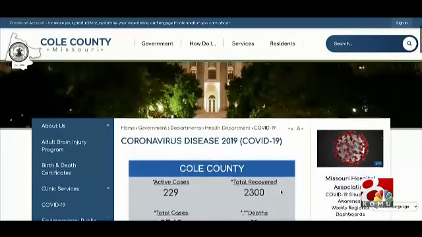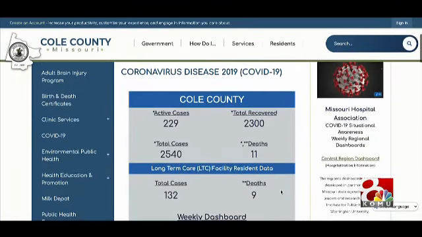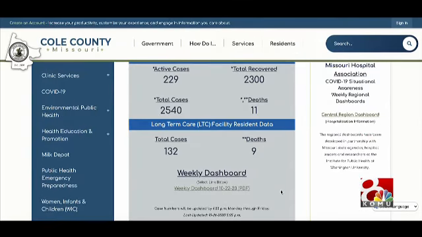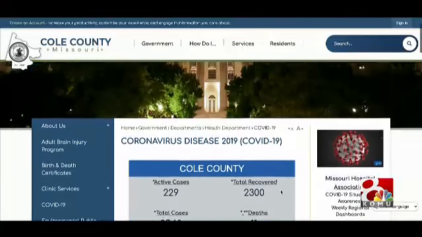Across mid-Missouri, there has been a consistent trend of inconsistency. Almost every county records its COVID-19 case and death numbers differently. These inconsistencies can skew the reality of the pandemic.